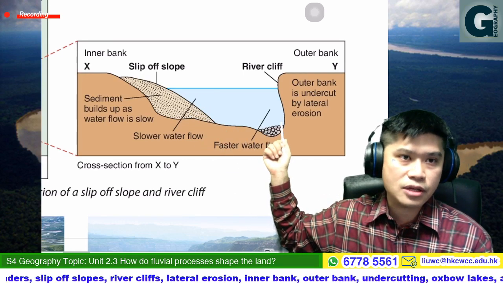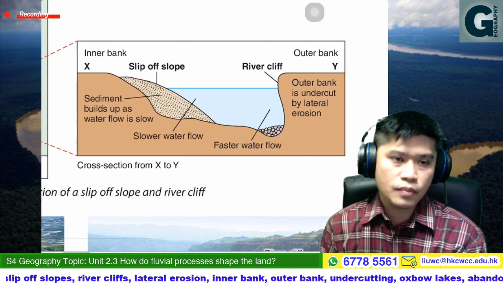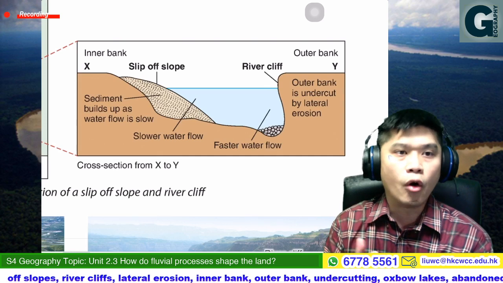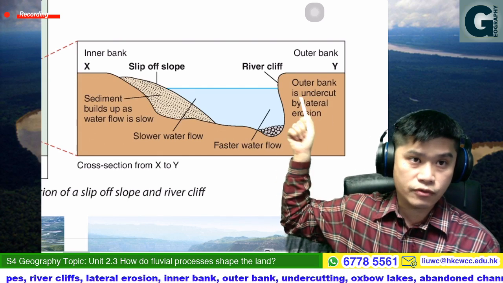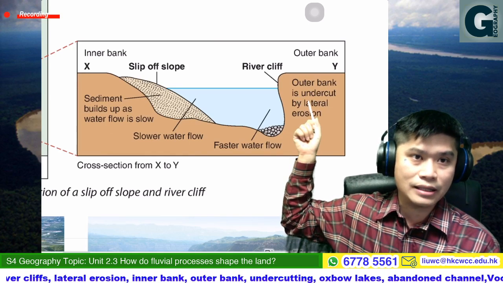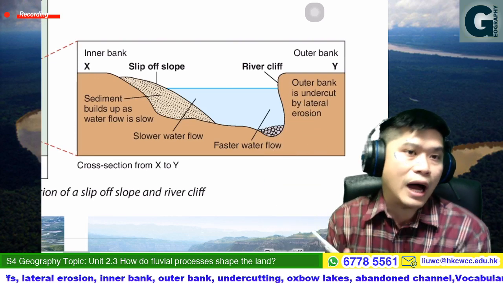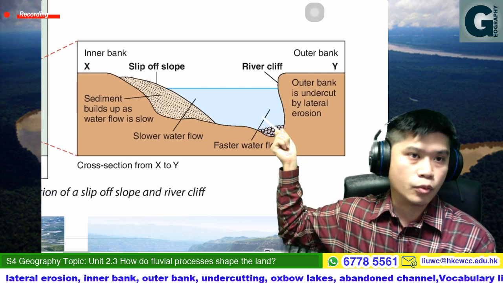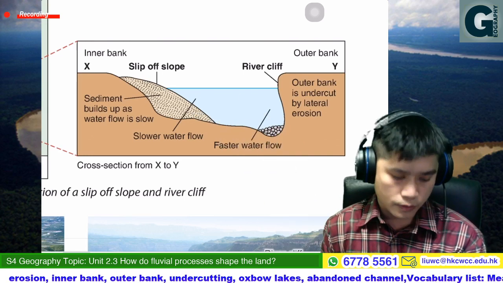But in the outer bank, at the river cliff, most material will be eroded, or what we call here, undercut. Those areas will be undercut by the lateral erosion. Then it forms a cliff. Why? It is because in the outer bank, the water flows faster. However, in the inner bank, water flows slower.